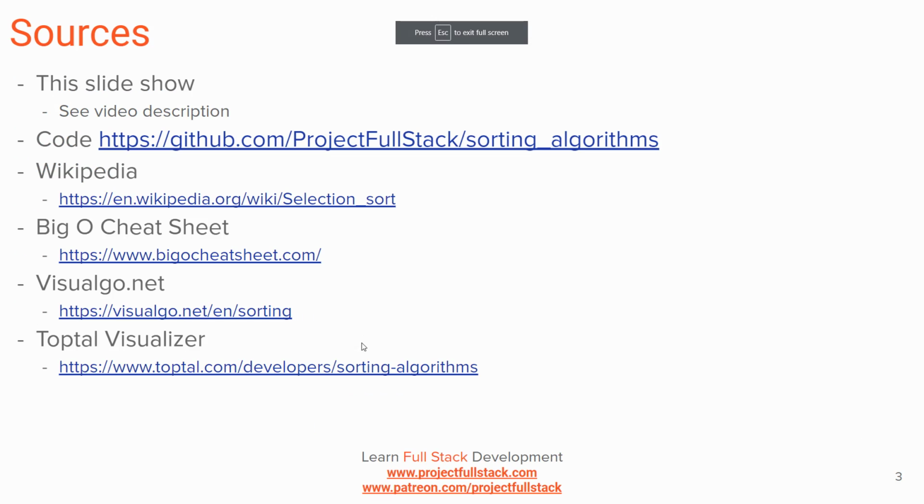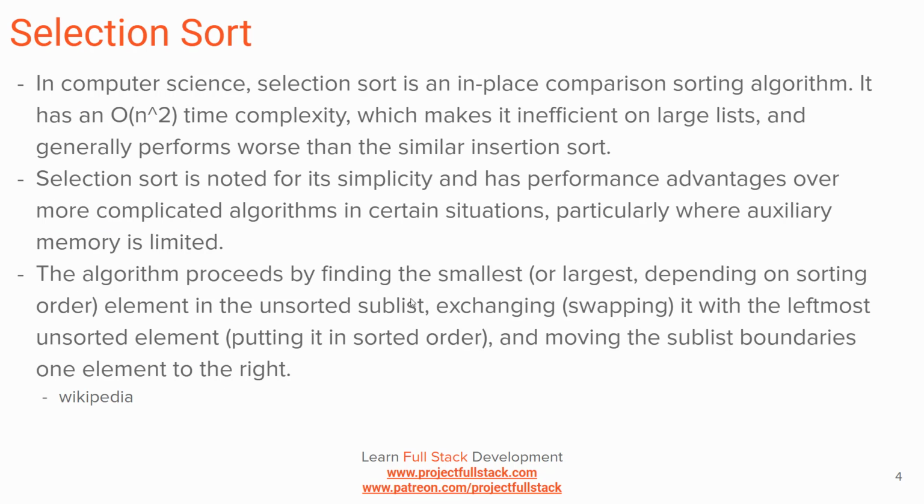Otherwise, we'll go ahead and get started here. So this slideshow is going to be in the description of the video. Here's where the code is. Wikipedia, I quote some of their definitions. Big O cheat sheet, absolutely love them, and this is where I bring up the time complexity. And then we're going to use VisuAlgo and the Toptal Visualizer to see how, A, the sorting algorithm works in VisuAlgo, and then B, in Toptal, how it compares against other sorting algorithms.